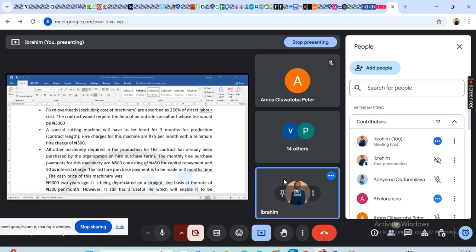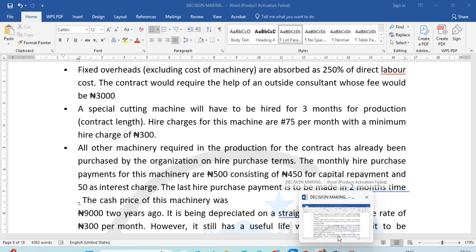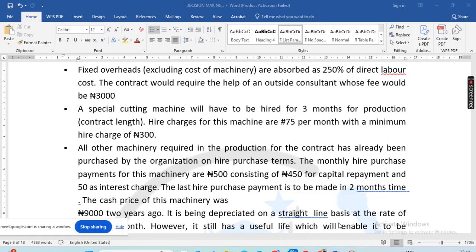Okay. Now, since we have two options, it will be the higher of the two, right? So you have 300 and you have what? You have 300.